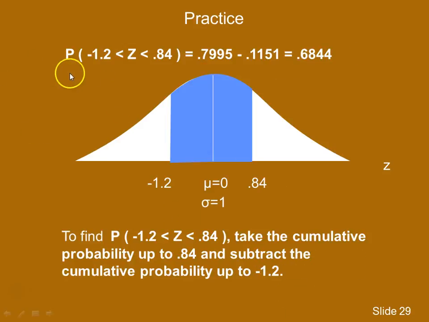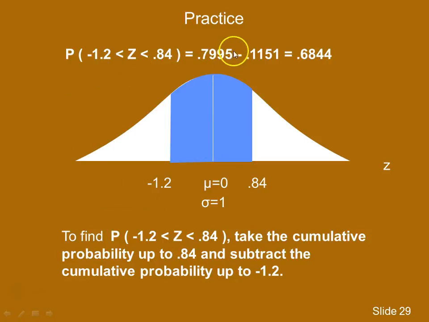Let's look at the second one, which is a little more complicated. Now I gave you two z values. I want the probability that z is between negative 1.2 and positive 0.84. So positive 0.84 is up here somewhere to the right of the mean. Negative 1.2 is somewhere down here to the left of the mean. And I want the area between those two. You should be able to see that if I look up the z-value of 0.84 and get its cumulative probability, everything below it, and then subtract off the cumulative up to negative 1.2, I will be left with the area that I desire. So that's exactly how you'll solve for this problem.